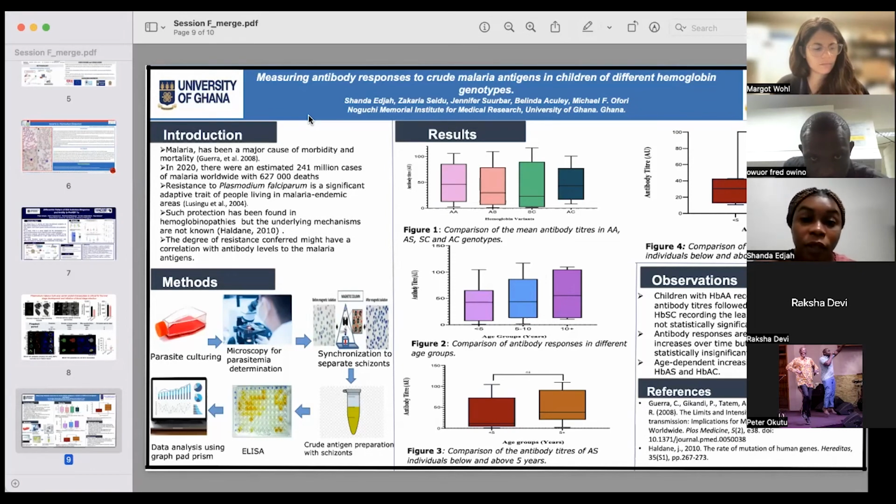We also found the effects of age on antibody responses, and we found an age-dependent increasing trend where the older children produce higher mean antibody responses than the younger children. And this was also found to be true when we assessed the effects of age on antibody responses in the genotypes AS and AC. And we attributed this to the fact that in endemic areas, there is a development of acquired immunity because of frequent exposure to the malaria parasites. Thank you for listening.